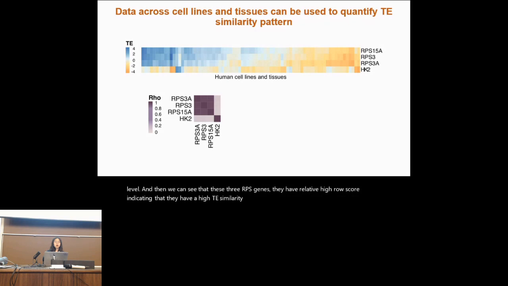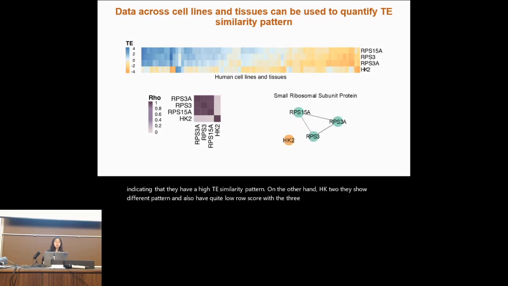On the other hand, HK2 shows a different pattern and also has a quite low rho score with the 3 RPS genes. And for the detailed biological function, the 3 RPS genes are actually small ribosome subunit proteins, and HK2, on the other hand, is a glycolytic related gene.